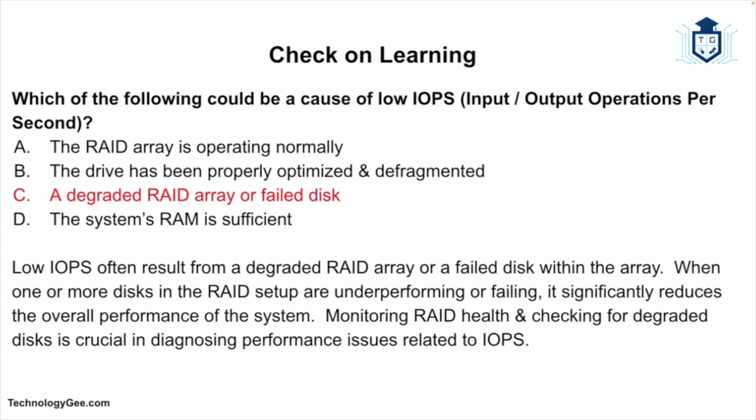And the correct answer is a degraded RAID array or failed disk. So low IOPS often results from degraded RAID arrays or a failed disk within the array. And when one or more disks in the RAID setup are underperforming or failing, it significantly reduces the overall performance of the system. So monitoring RAID health and checking for degraded disks is crucial in diagnosing performance issues that are related to IOPS.